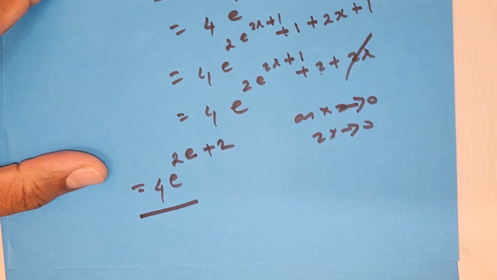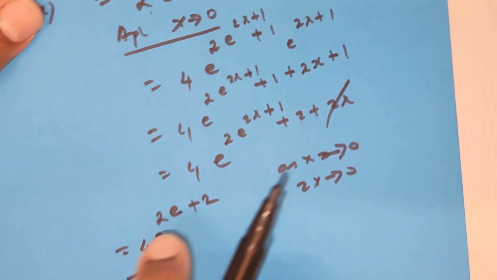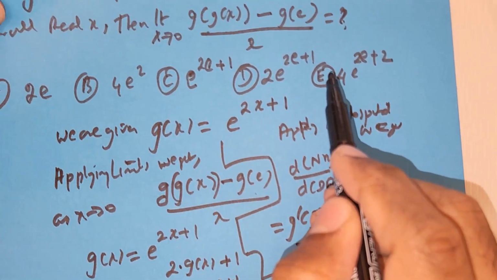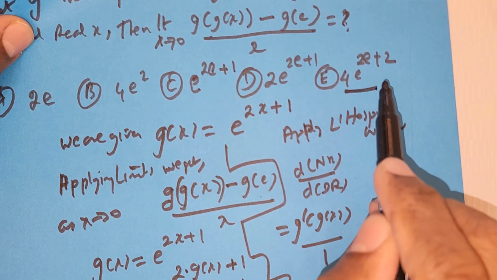Now the question is, we will have to go and check whether 4 times e raised to the power of 2e positive 2 is there. See, I can outrightly see that 4 times e raised to the power of 2 times e positive 2. Is it not?